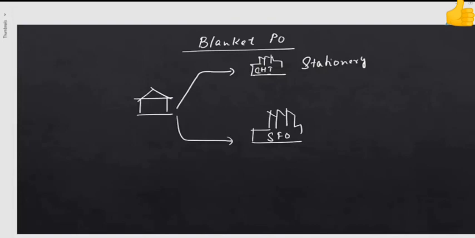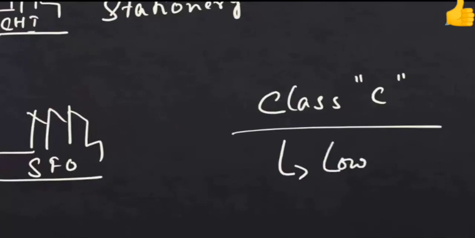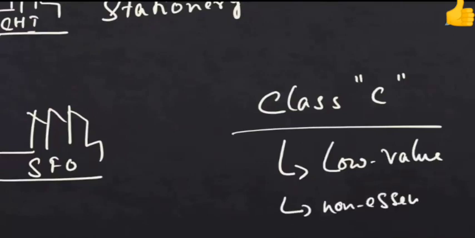Now, these are low value, non essential items. They're called Class C items. Why are they called Class C? Because they are low value and non essential. Coffee is essential. Party balloons are not essential, at least for this shop.